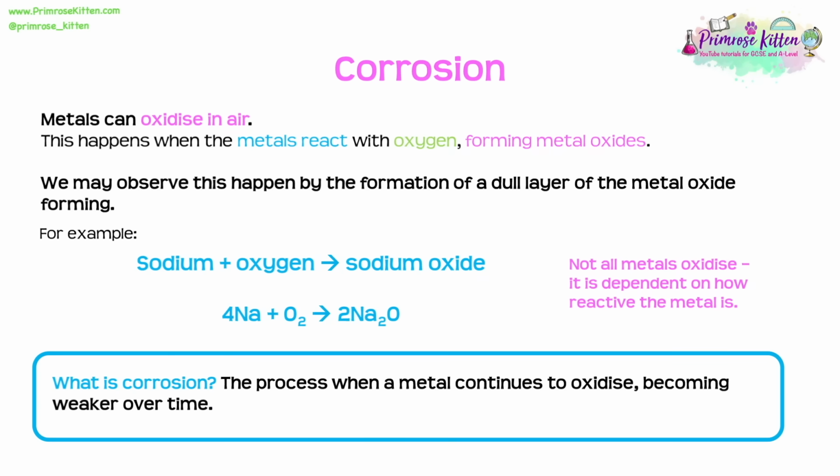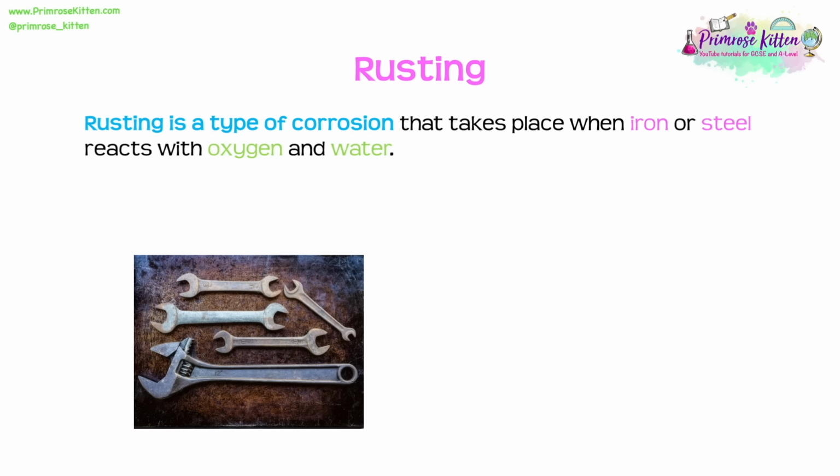So this brings us to corrosion. What is corrosion? Well, corrosion is the process when a metal continues to oxidize and it becomes weaker over time. Now, an example of corrosion that we're very familiar with is the process of rusting. Now, this happens when iron or steel reacts with both oxygen and water.